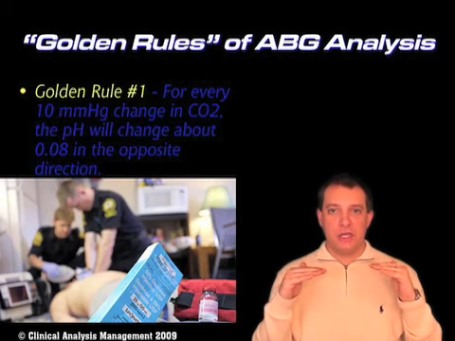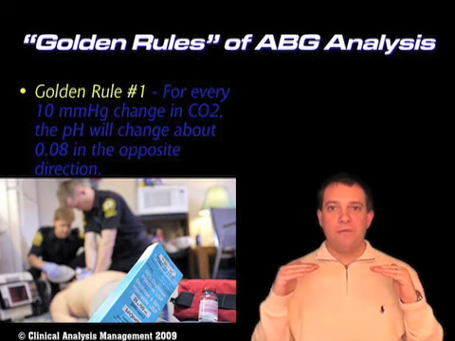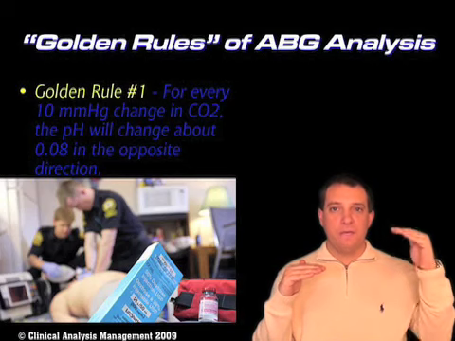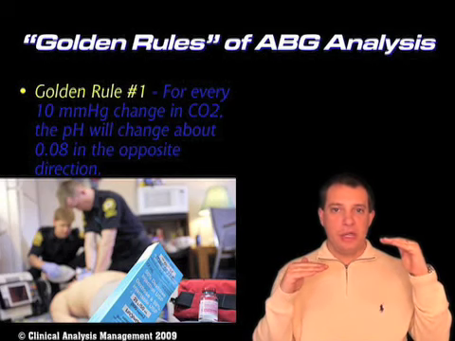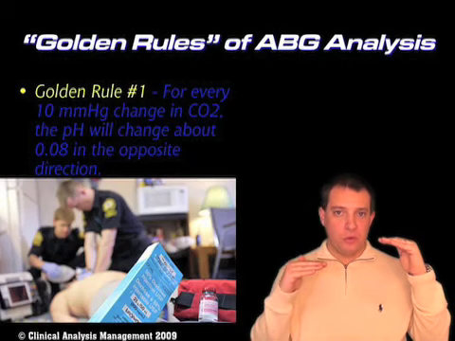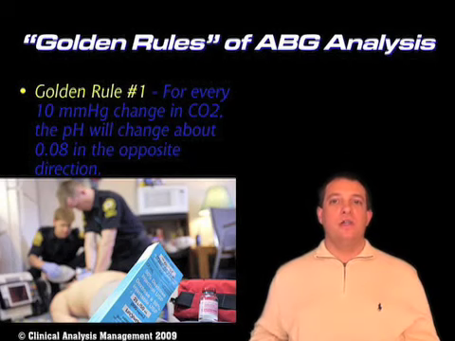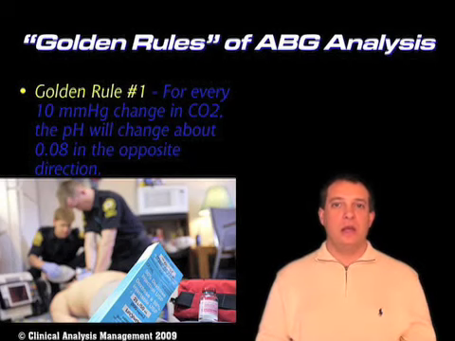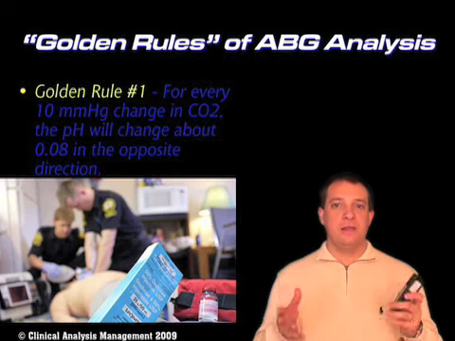Conversely, if I've got a perfect pH of 7.4 and a perfect CO2 of 40, and I hold my breath and I watch my CO2 go from 40 to 50, I would expect to see that my pH would go from about 7.4 to about 7.32. So it's just a quick little way to double check yourself. And again, these are rough estimations.